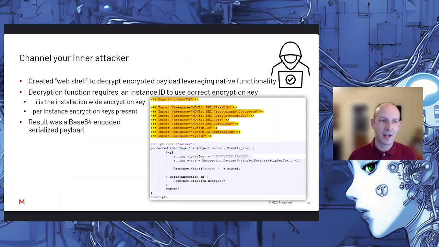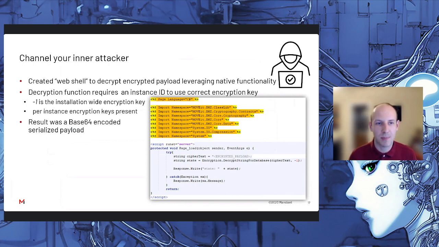One unique thing: the -1 instance ID is the installation encryption key for the entire installation that is used by the system processes. There are other instance IDs. We originally were trying to use those, and the code would just error out saying incorrect decryption key.